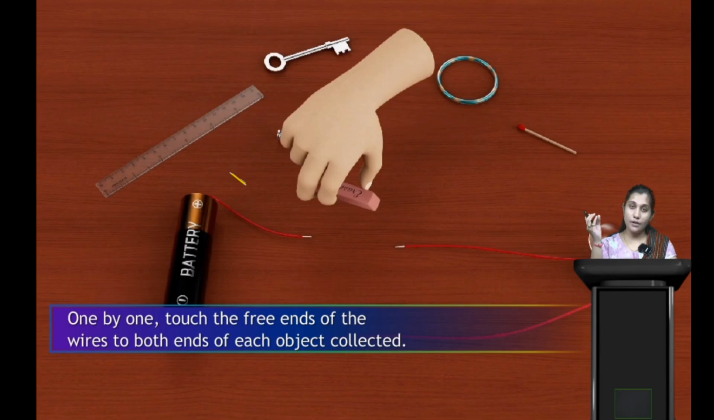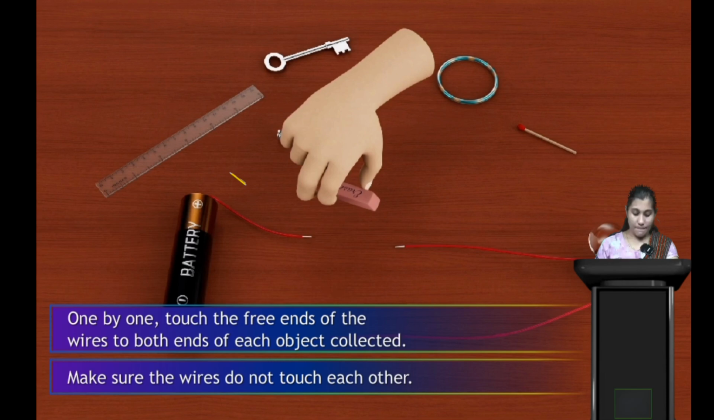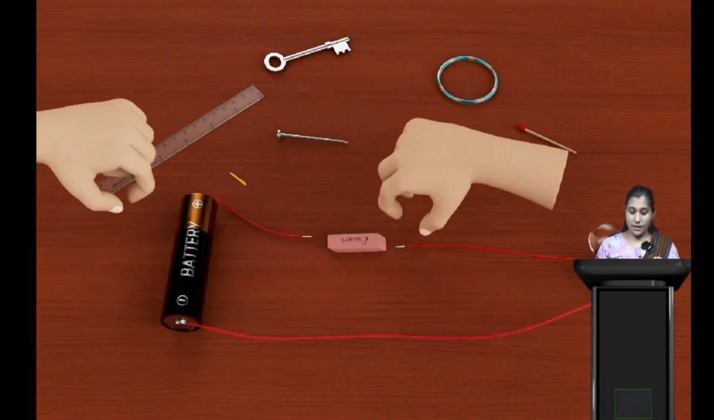Put this object in the middle of the two wires and then connect these two wires to this object, which means allow the two ends of the wire to touch the object. See, make sure that the wires don't touch each other. The wires only touch the objects.